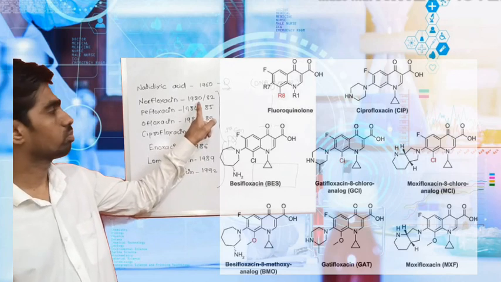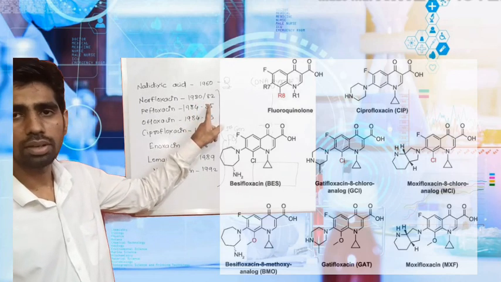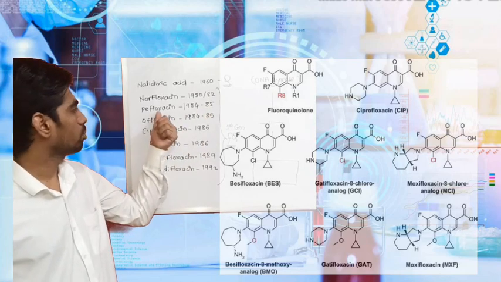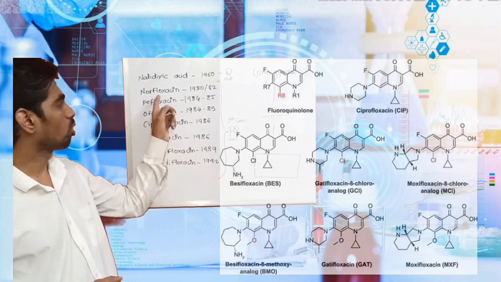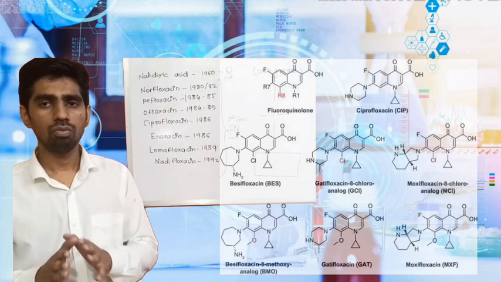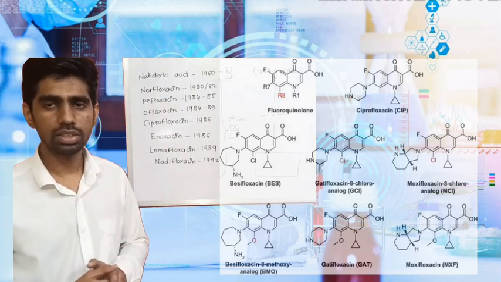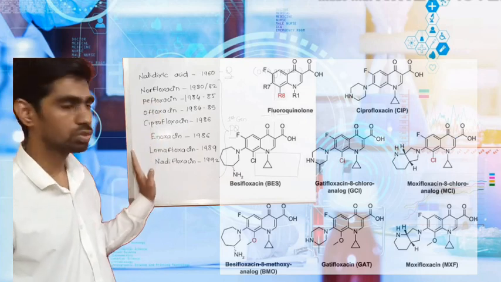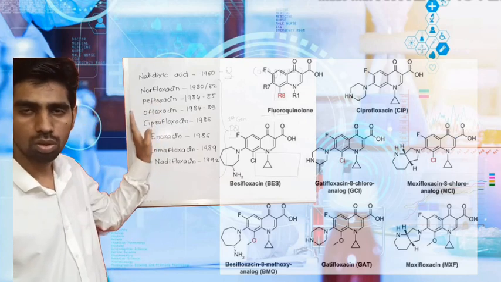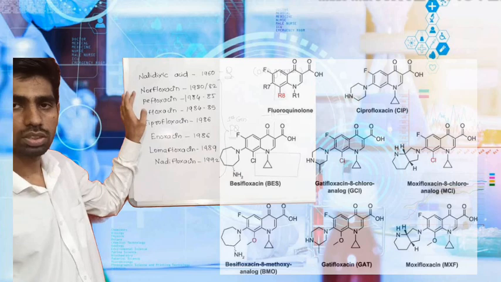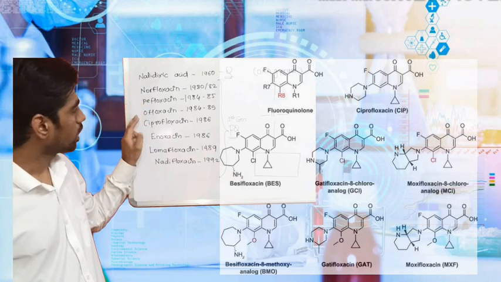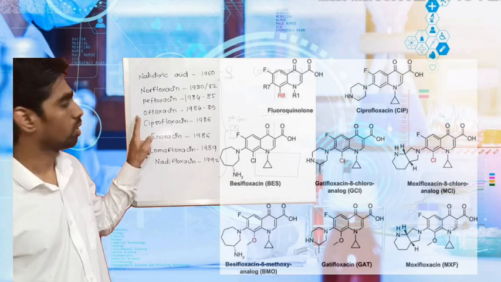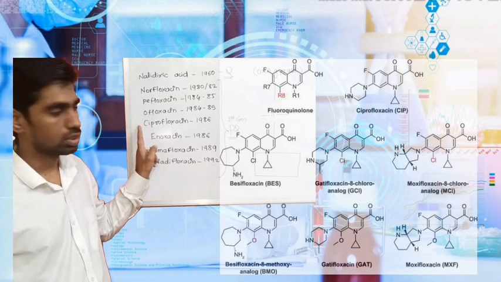1980 up to the year 1982. The second member was pefloxacin. It is the methylated derivative of norfloxacin. When we discuss these drugs in detail, the sequence will not be the same, but you have to recall this. Norfloxacin and its methylated derivative was pefloxacin. Now the next one was ofloxacin, then ciprofloxacin.